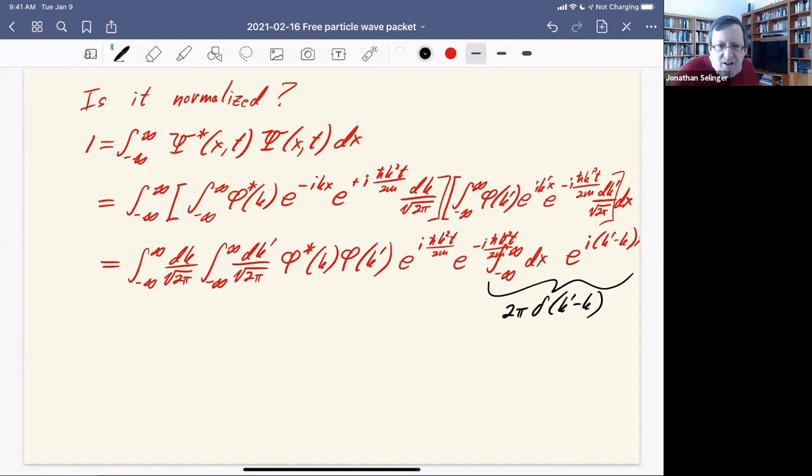Do you guys know about the Dirac delta function? Is that something that you covered in your math classes? Yes, maybe a little bit. Okay, I'll talk about that in just a minute. Let me finish doing this integral, and then I'll talk about the Dirac delta function. Okay, so hold that thought. Dirac delta function.